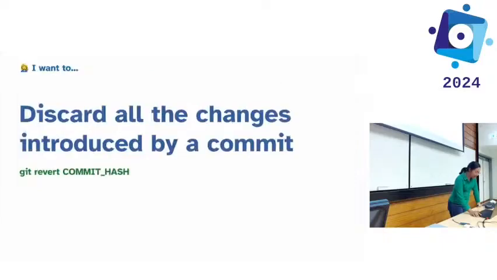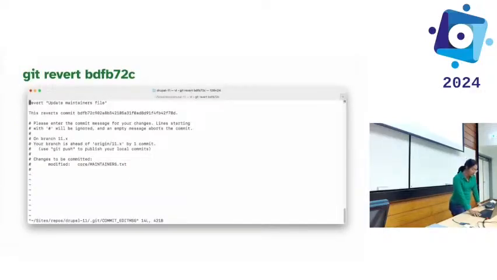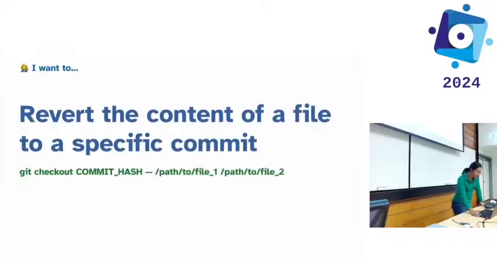And also, to discard all changes introduced by a commit, we can use git revert and the commit hash. In that case, the command git revert puts the word revert, the message, and also the commit hash that we are reverting.